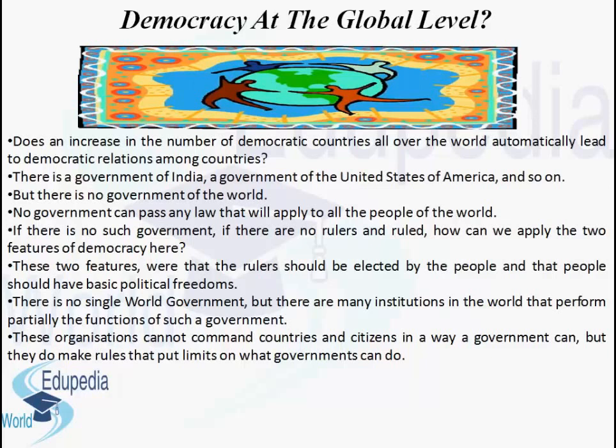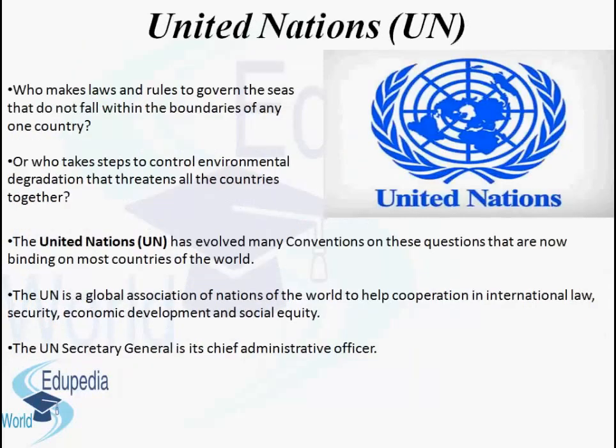There are many institutions in the world that partially perform the functions of such a government. These organizations cannot command the countries and citizens like the government of that country can do, but they do make rules to have a check on what a government of a country should or should not do. Such an organization is the United Nations, or UN.